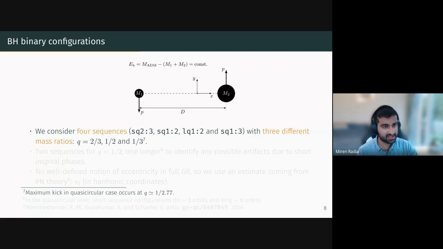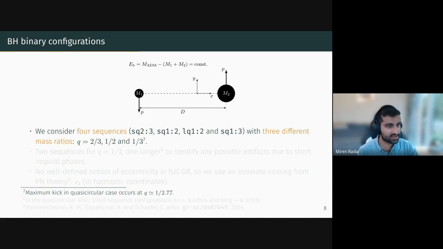The reason we chose these mass ratios was to cover the interesting part of the plot. If we plot the quasi-circular kick velocity against mass ratio, which I will show later on, there is a local maximum in this plot, and we chose these mass ratios to cover this local maximum. So first of all, what is a sequence?